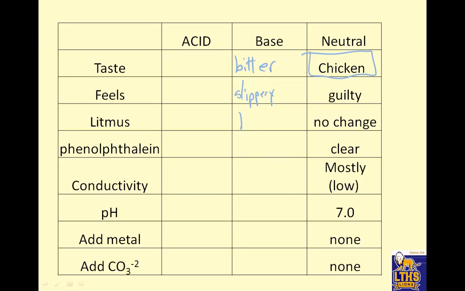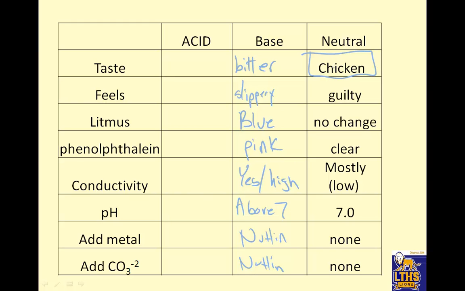In litmus, a base turns blue. In phenolphthalein, a base turns pink. Conductivity is yes, or high. pH is above 7. If you add a metal, nothing. Add a carbonate, nothing.